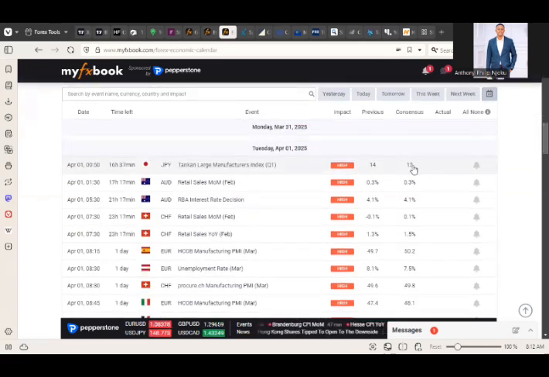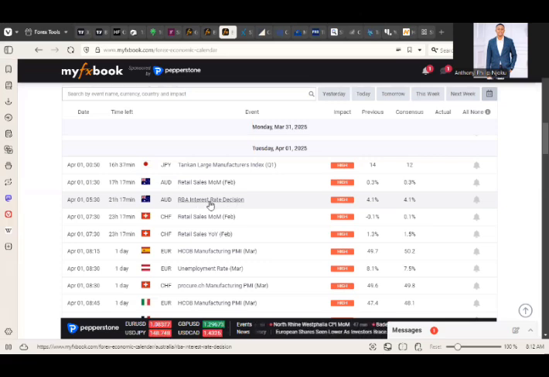Then on Tuesday, tomorrow, we have Japan Manufacturing Index. A higher than 12 is good. A lower than 12 is bad for Japanese yen. We didn't analyze any yen pair, though. Then we have the retail sales month-over-month, the same as euro. If you see a figure higher than 0.3%, it is good for AUD. A lower than 0.3%, it is bad for AUD.